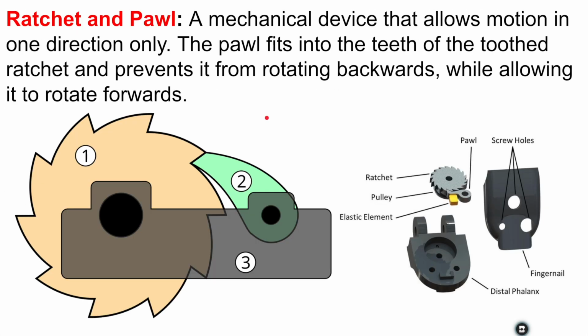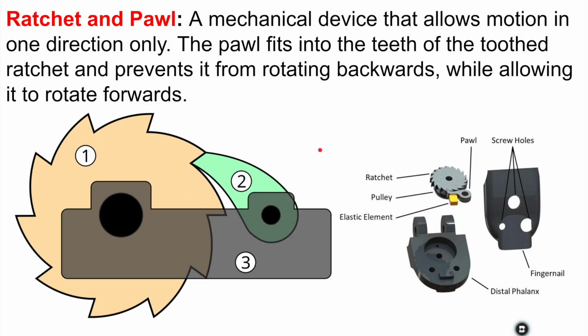Let's talk about ratchets and pawls. This is a mechanical device that allows motion in only one direction. The pawl fits into the teeth of the toothed ratchet and prevents it from rotating backwards while allowing a rotation forward. So anytime you hear something kind of clicking, for instance, the turnstiles that you see at subways, those are going to be using a ratchet and pawl, and it prevents backward motion.